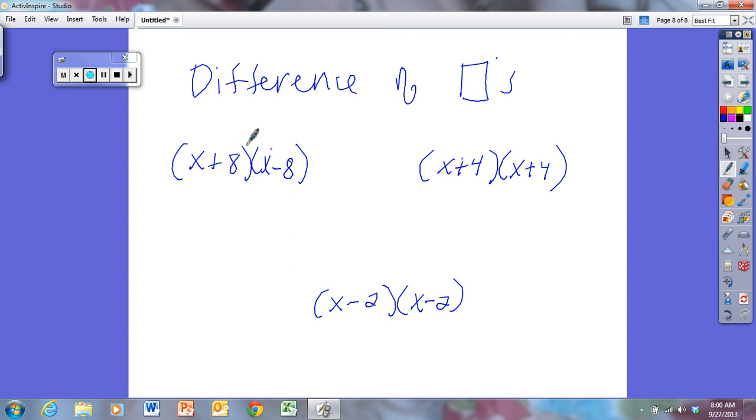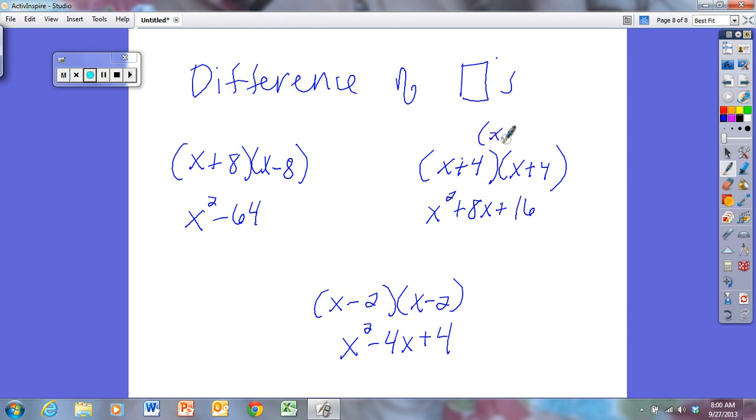Okay, hopefully when you got done foiling this, your 8x canceled out and you ended up with x squared minus 64. When you foiled this one, you ended up with a middle term of 8x. And when you foiled this one, you ended up with a middle term of negative 4x. So this is when you square a sum, basically. This is really saying x plus 4 squared.